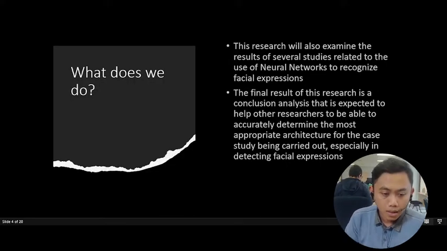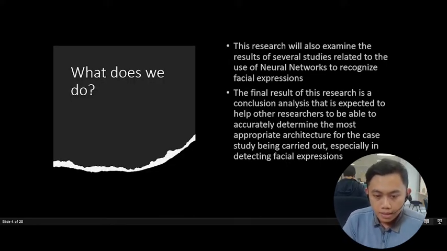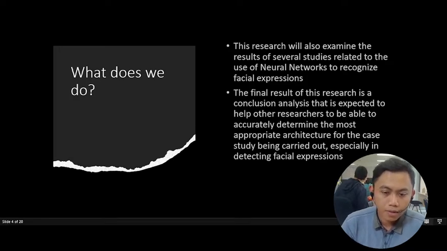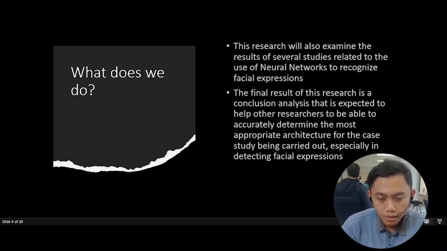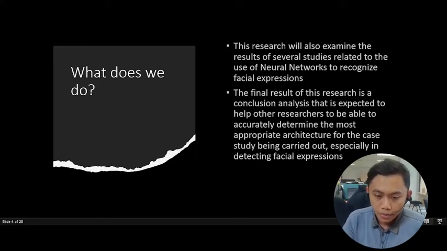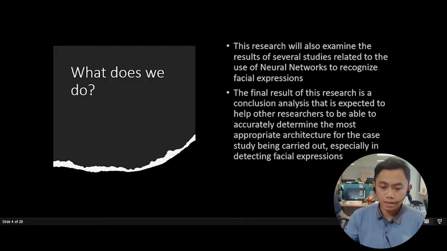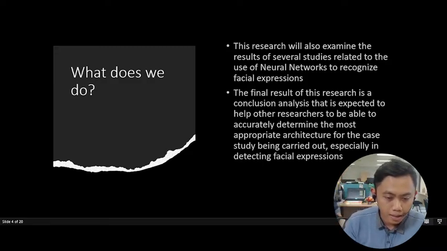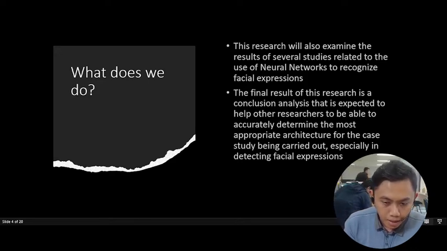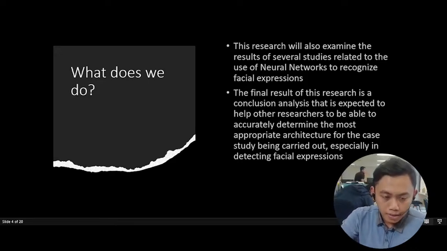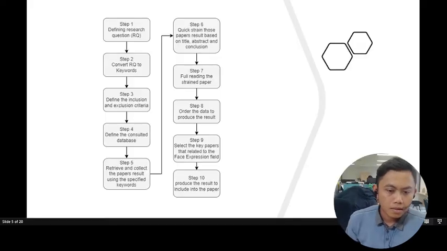So, what do we do in this research? We examine the results of several studies related to the use of neural networks to recognize facial expressions. The output of the research is a conclusions analysis that is expected to help other researchers accurately determine the most appropriate architecture for the case study being carried out, especially in detecting facial expression. So these are our steps in this research.